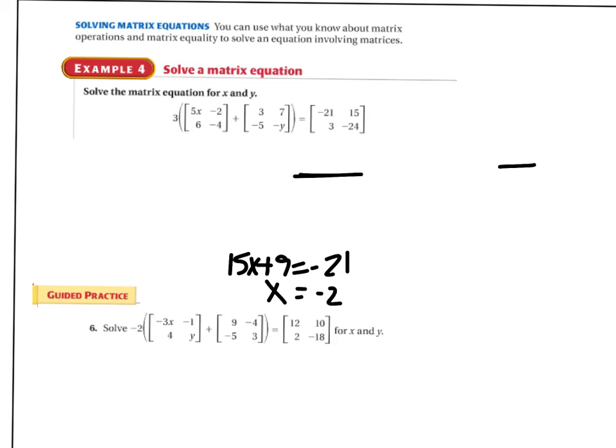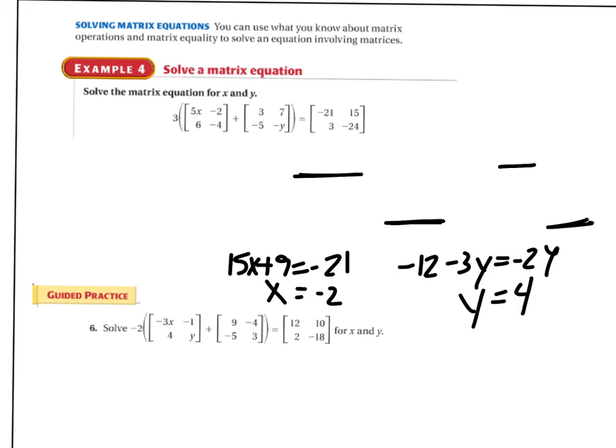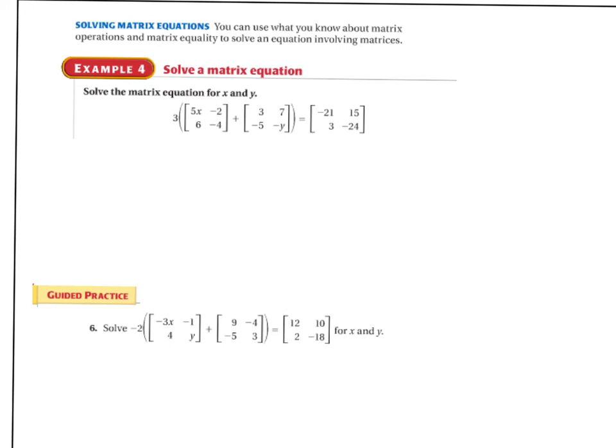Likewise, for the y, you know that this element must equal that element. And so you know negative 12 minus 3y must equal a negative 24. And solve that with algebra and end up with y being 4. So you have to do a little work to get there, but it's nothing that you can't handle.